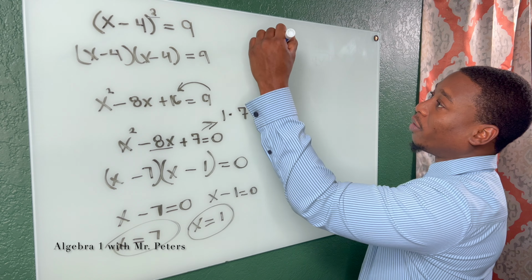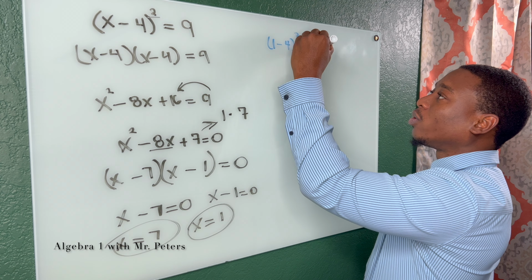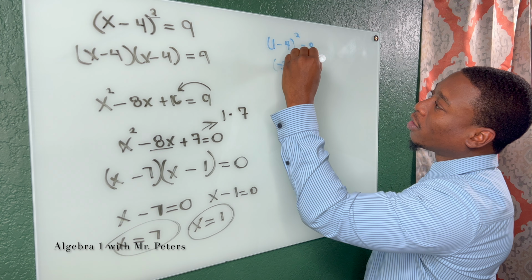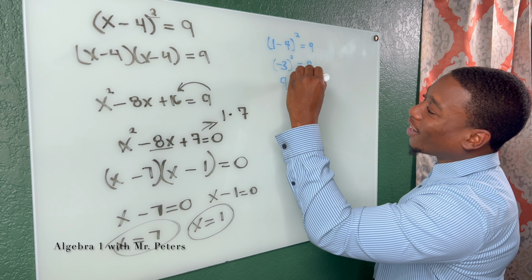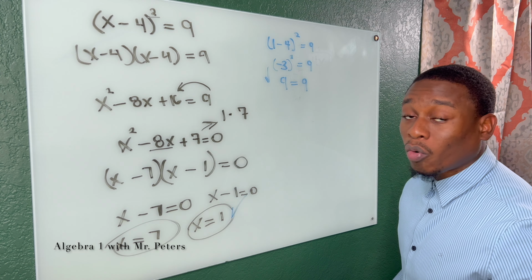So let's try 1. So I have 1 minus 4 squared is equal to 9. Once we do the subtraction, we're going to get negative 3 to the second power is equal to 9. Once we simplify, 9 is equal to 9. So we know the factor of positive 1 is correct.